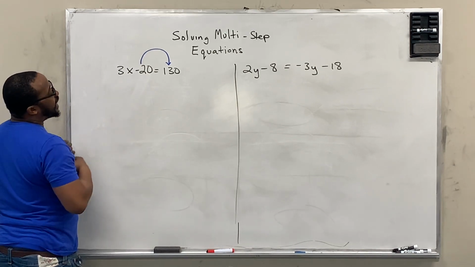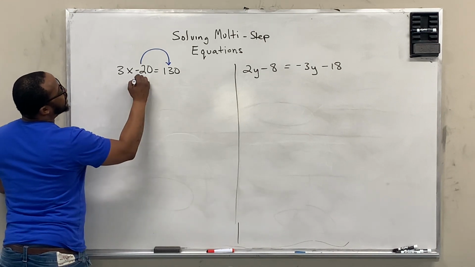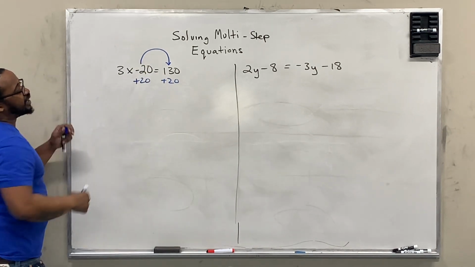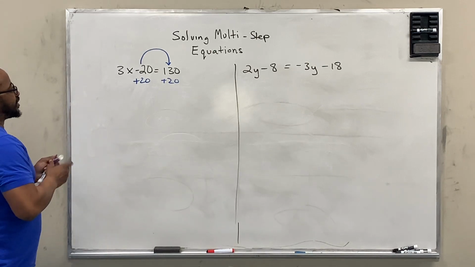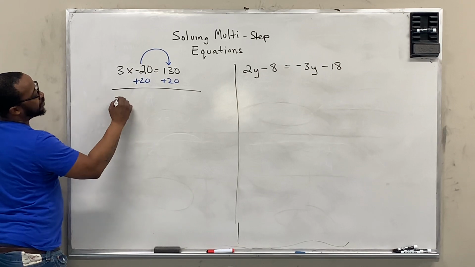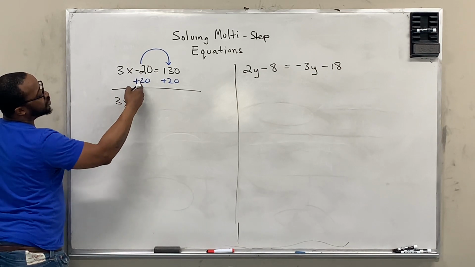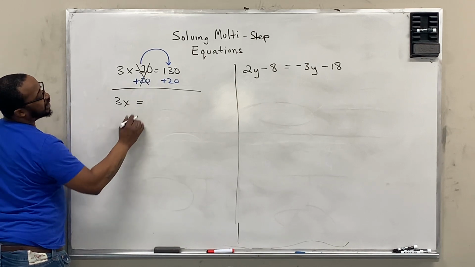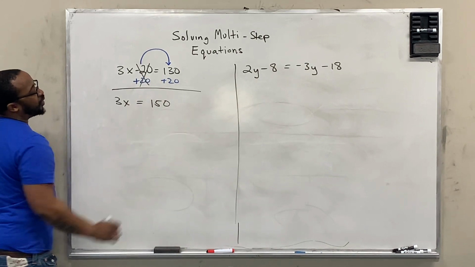So this is a negative 20. For me to get rid of it, I have to add 20 here, and I have to add 20 here, and that's why I draw the arrows like this. Now, I'm going to see what I get for my next line. I'm going to bring the 3x down. Minus 20 plus 20 is gone. 130 plus 20 is going to give me 150.